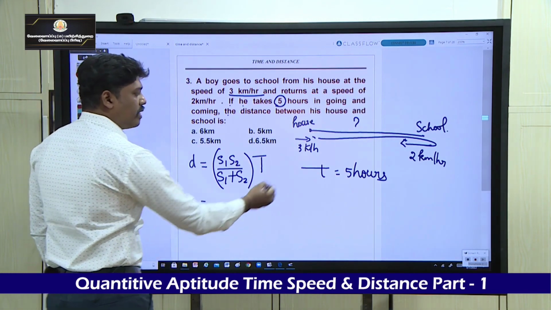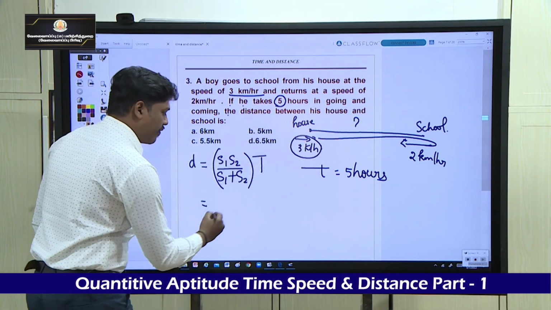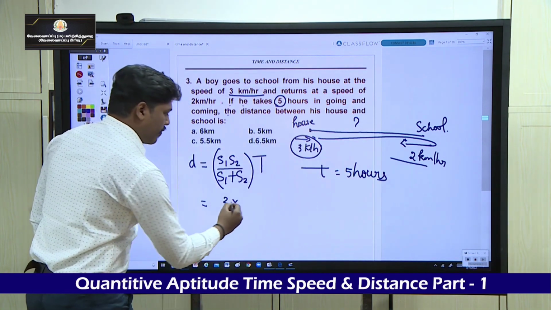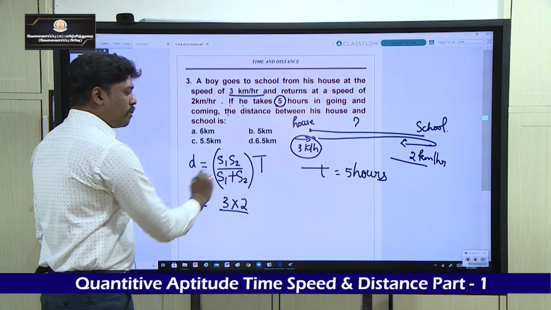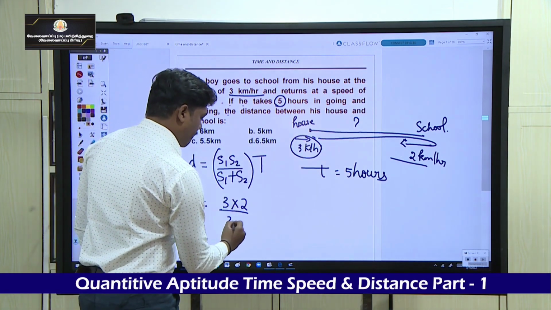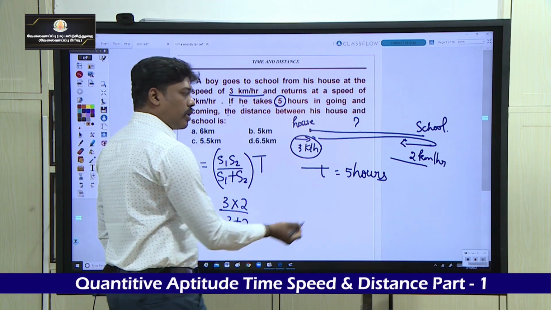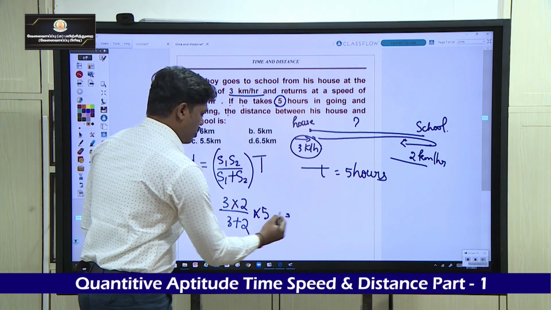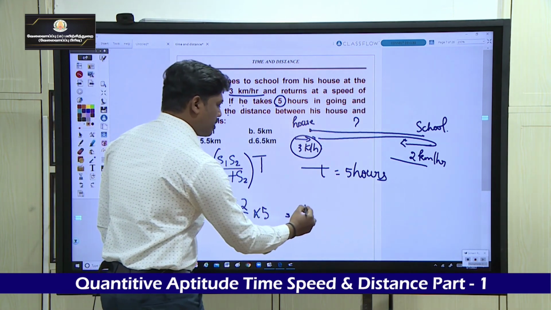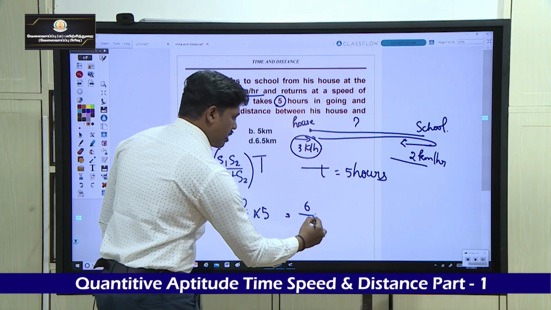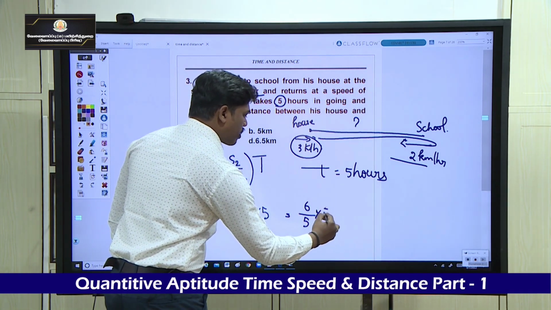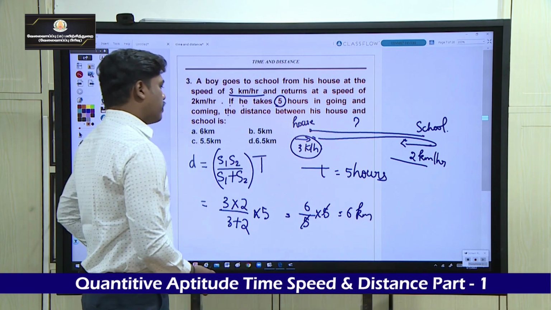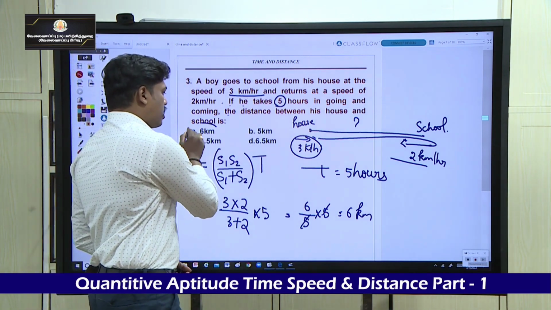So what is S1? 3 kilometers per hour, so 3. What is S2? S2 is 2 kilometers per hour, divided by S1 plus S2, which is 3 plus 2. What is the time? The total time taken is 5 hours, so multiply by 5. So what are you getting here? 3 into 2 is 6. 6 divided by 3 plus 2, 5, into 5. So 5 cancels, and you will be getting 6 kilometers. So your final answer is option A.